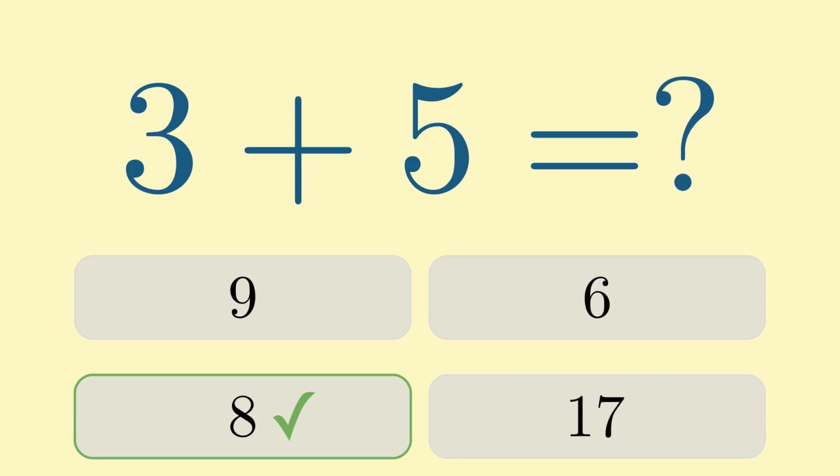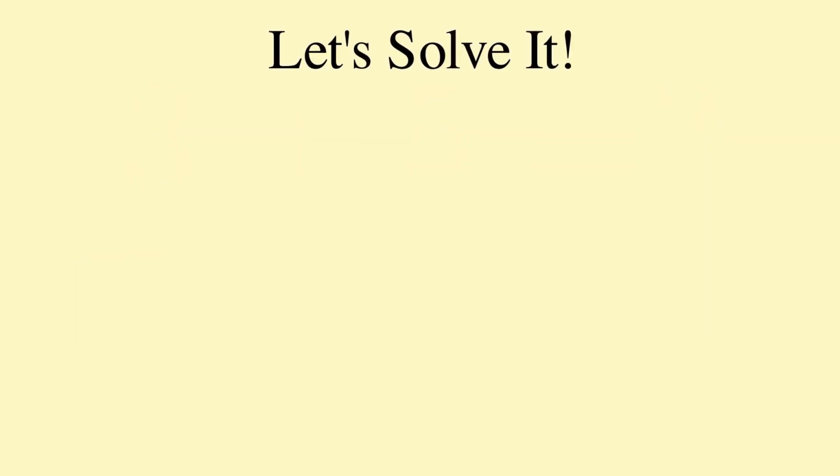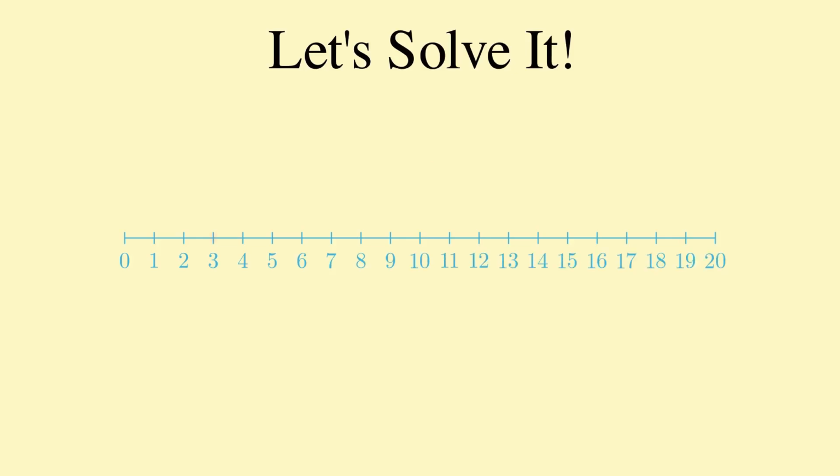Now, let's see how we got this answer. When adding 3 and 5, we align them in column format. 3 plus 5 equals 8. We can also use a number line. Start at 3 and move 5 steps forward.